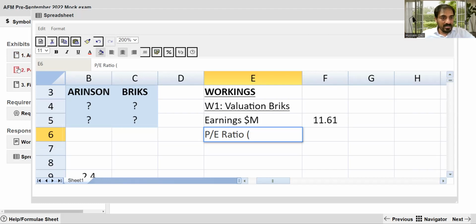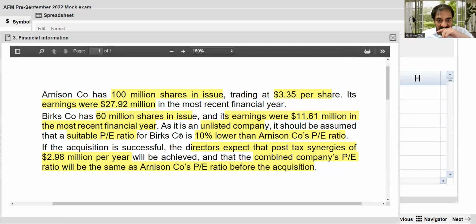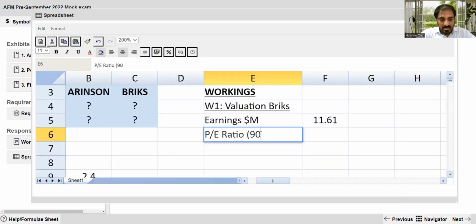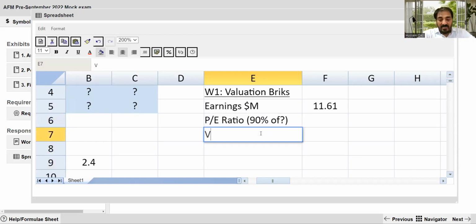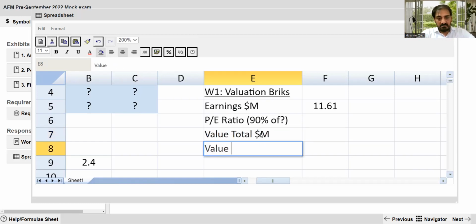And the PE ratio here, the details mention Bricks company is 10% lower than Anderson. So 90% of whatever Anderson has. But the Anderson value is not given here. So once it's available, then we will be able to calculate value and total. That is dollars million and value per share. Then we will calculate the number of shares, and based on the number of shares, value per share.